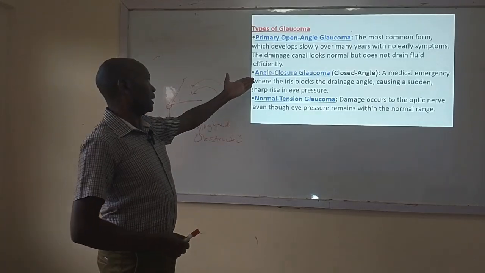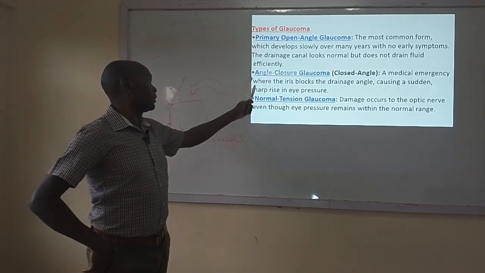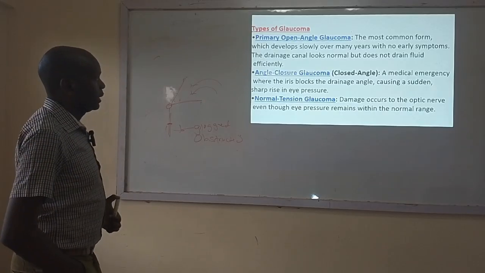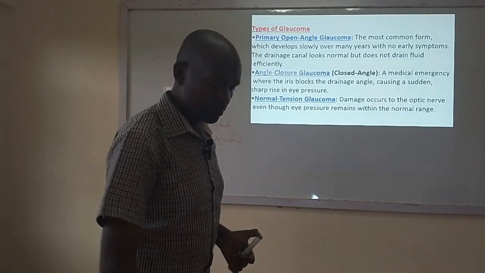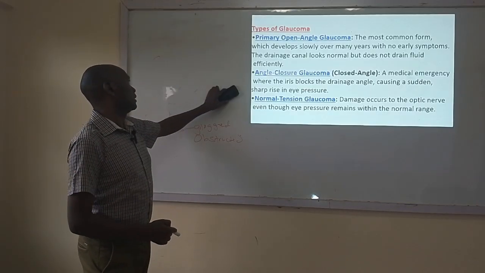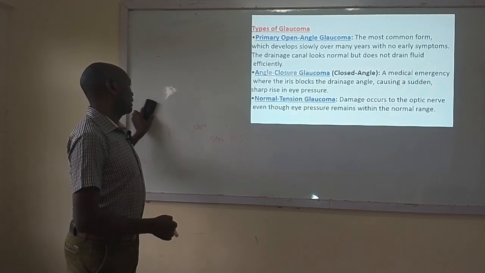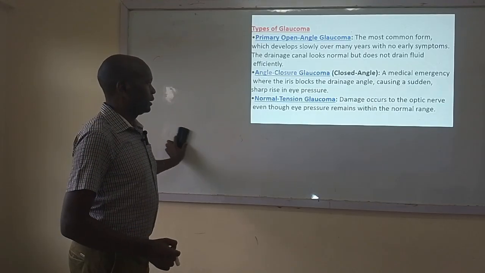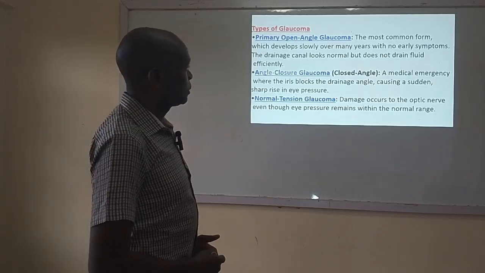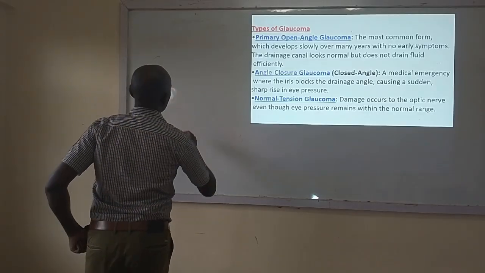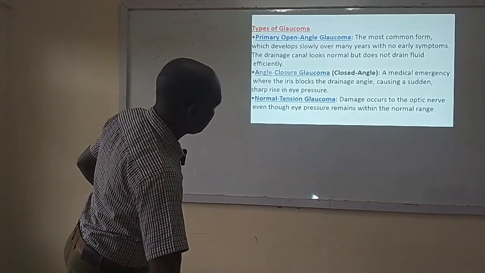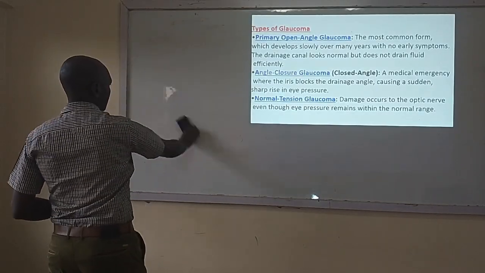Then we have angle closure glaucoma. This one is usually an emergency case because it develops rapidly, and it means the angle is closed. The angle is closed. When we talk of the angle, what do we mean? When we talk of the angle, we are talking about when you look at the eye. Let me just make a sketch of an eye here.